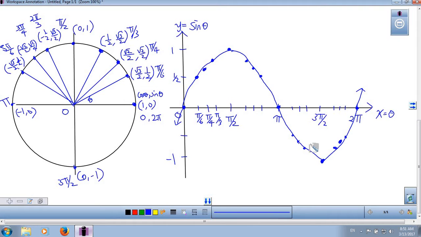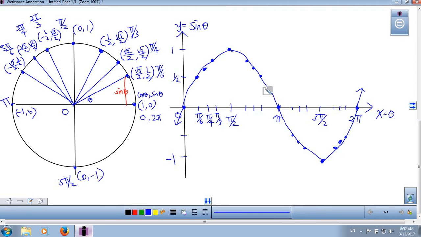Now there are other animations online that allow you to see how this actually progresses as the y value changes. As you can see, the y value is always this segment that represents sine of theta, the red segment here. As the angle goes up, the sine segment increases, and eventually the maximum value of sine will be 1 at pi over 2. Then you start to decrease.